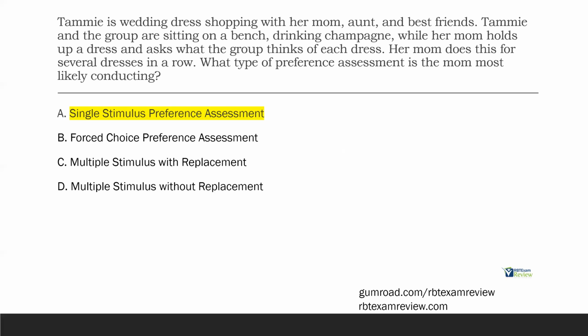If you break down preference assessment questions with that idea of first asking yourself how many stimuli are being assessed, you'll never miss one, okay? Is it one? Is it two? Is it three or more?